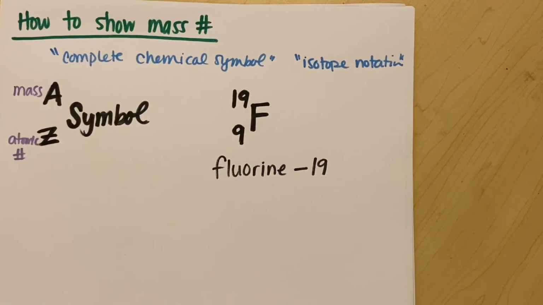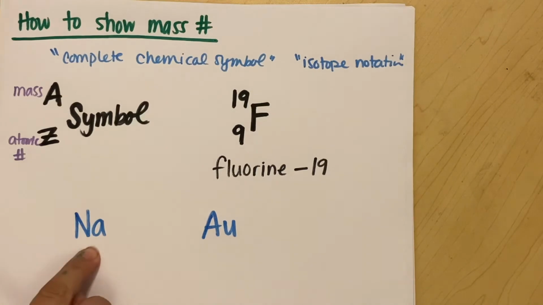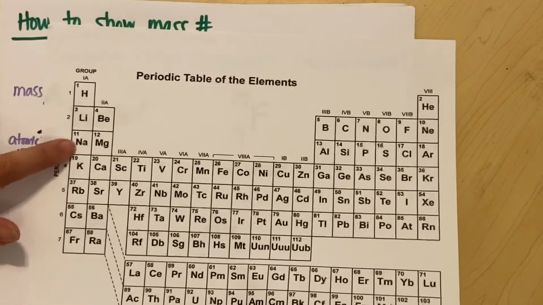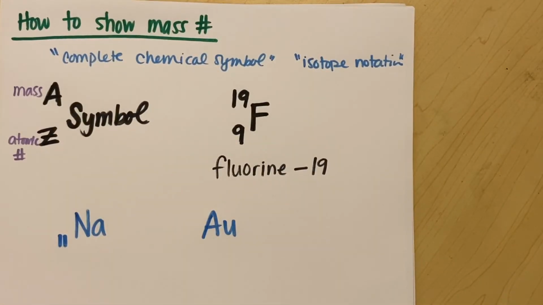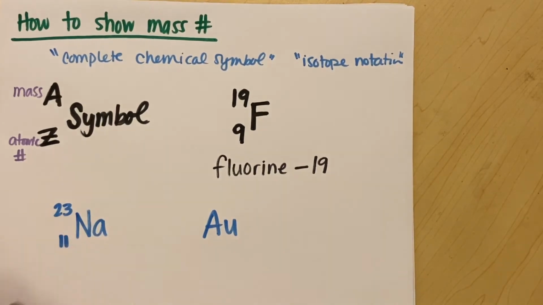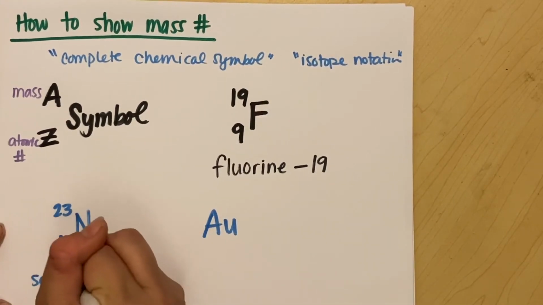Okay, just do 2 other random examples here. All right, so if we had sodium or if we had gold. So here we go, sodium. It's right here, atomic number 11. So 11 goes at the bottom. And then you could have sodium with a mass number of 23, whatever. There's a whole bunch of different isotopes. We'll talk about isotopes in just a second, but this tells me that this specific sodium has a mass of 23. And I would write it out in word form as sodium-23.